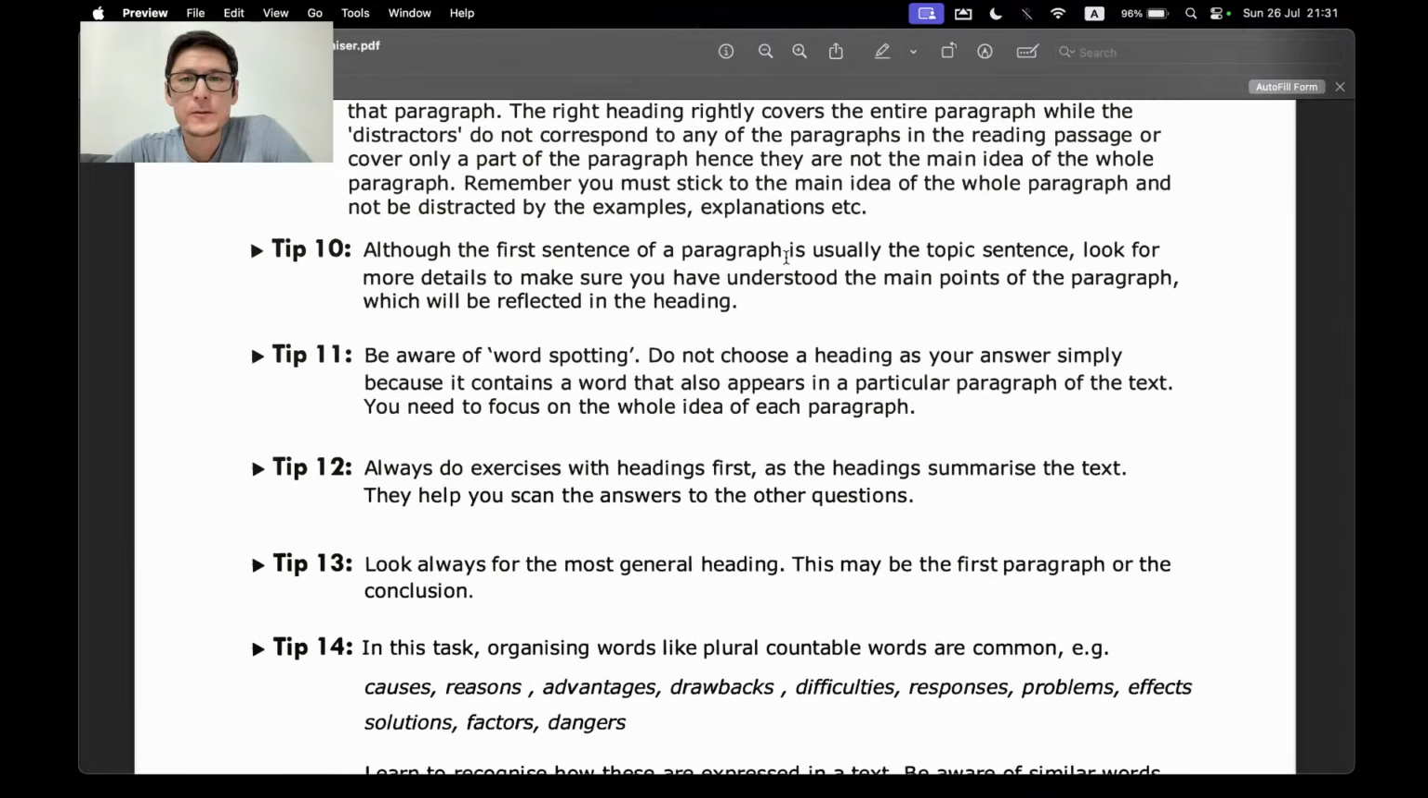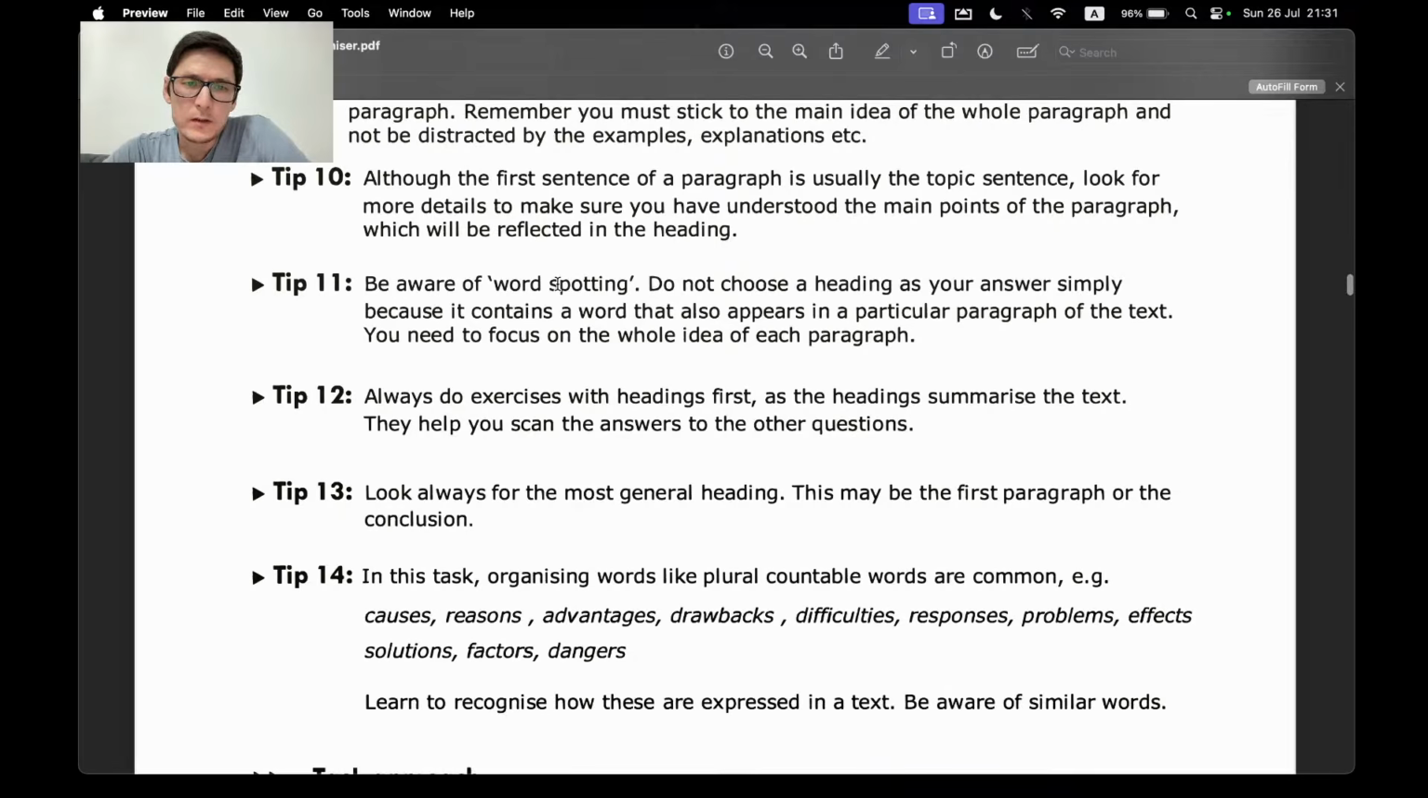Although the first sentence of the paragraph is usually the topic sentence, look for more details to make sure you have understood the main points of the paragraph, which will reflect in the heading. Be aware of word spotting. Do not choose a heading as your answer simply because it contains a word that also appears in a particular paragraph in the text. You need to focus on the whole idea of each paragraph.